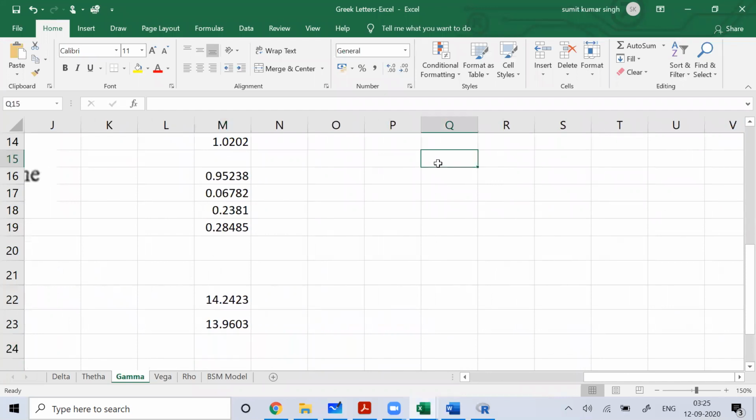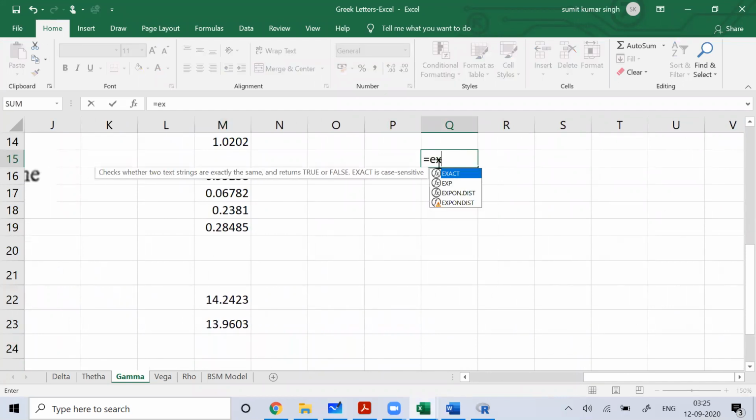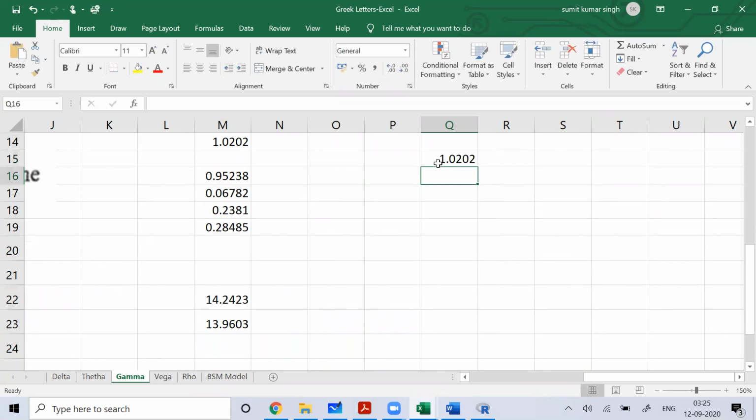So normally in MS Excel we represent e as EXP. So you can see EXP 0.02, this is 1.0202. If I check EXP of minus 0.02, that is 0.9802, and that is nothing but 1 divided by this.